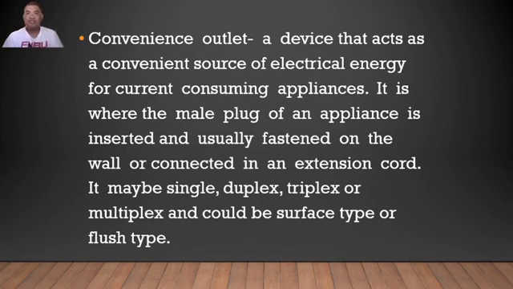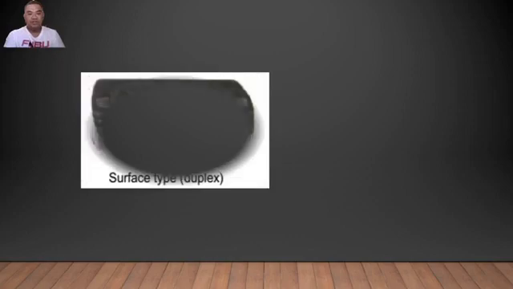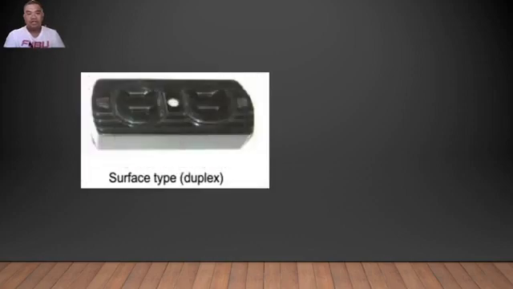So the convenience outlet is where we are going to get the source for our current consuming appliances. That's why it is called convenience outlet, because it is a convenient source of electricity. It is where the plug of the appliance is inserted so that we could get the electricity. It could be put on a wall or connected on an extension cord, just like an extension wire. So we have here the surface type convenience outlet.